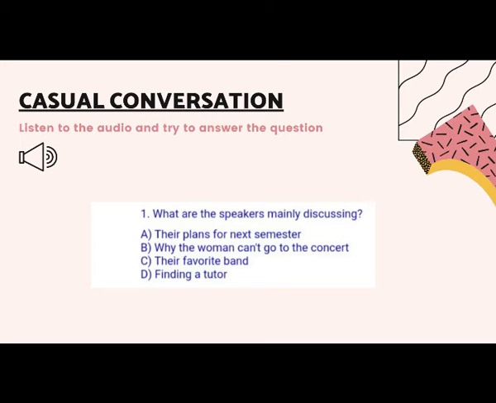And then the choice C is incorrect because the man suggests it is supposed to be the best show, but does not say it is his favorite band. And then the choice D is also incorrect because it repeats the word tutor, which is related to tutorial leader, but neither of the speakers are looking for one, and it's not the main idea.